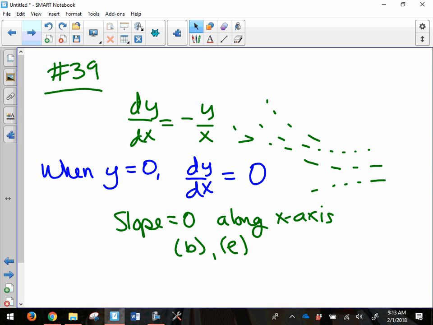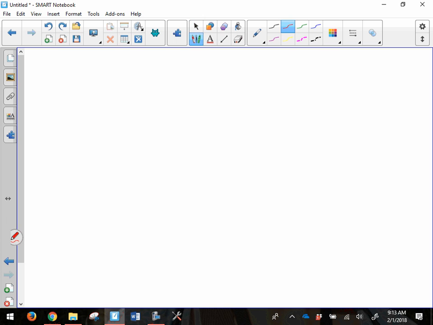Now, we could pick out points and substitute things in and figure things out, or we could just look at the different quadrants. So again, we have dy/dx is negative y over x. So let's think about quadrant 1.